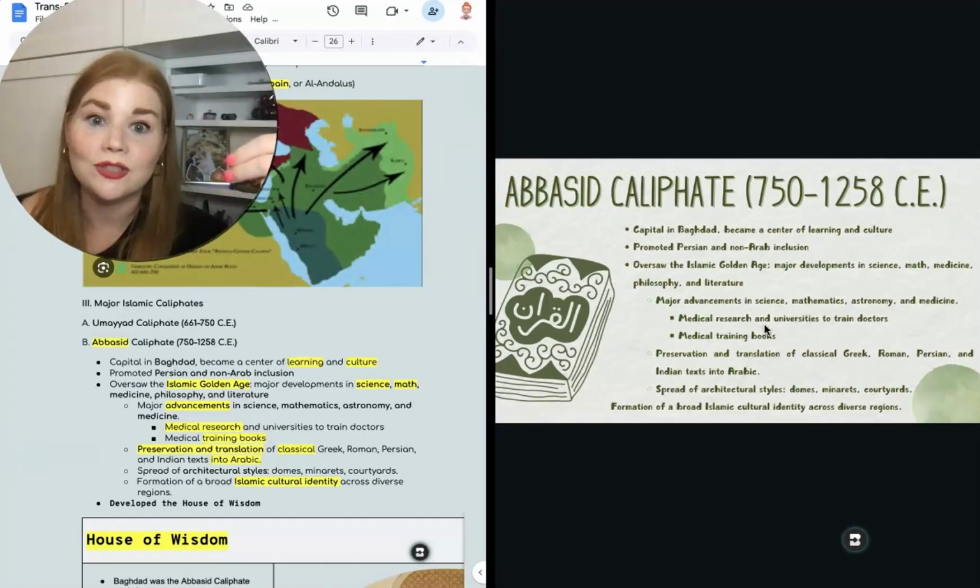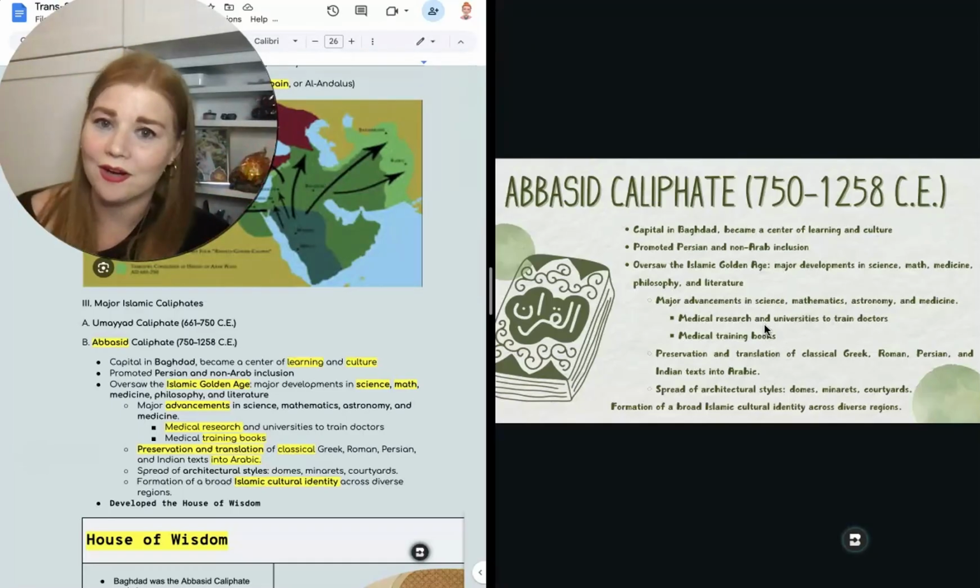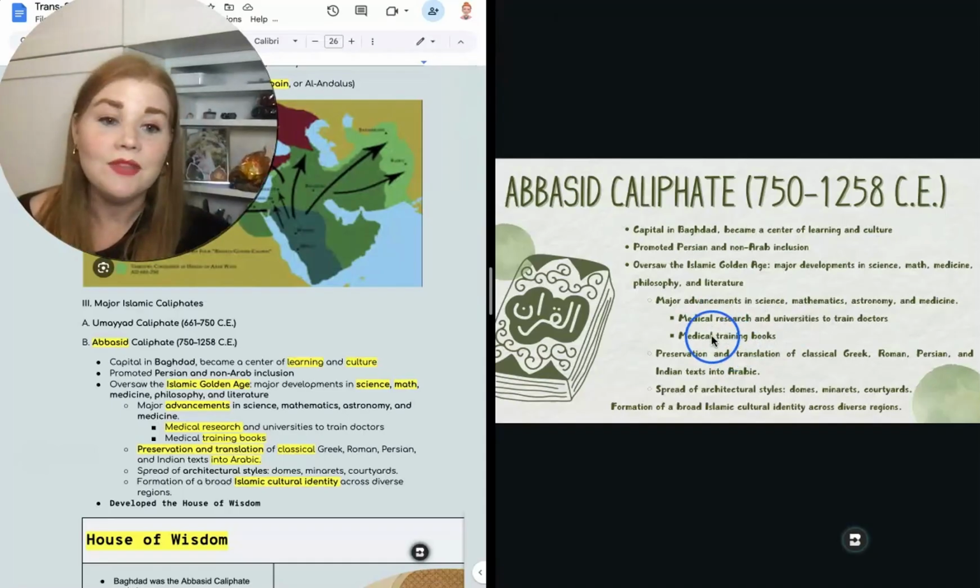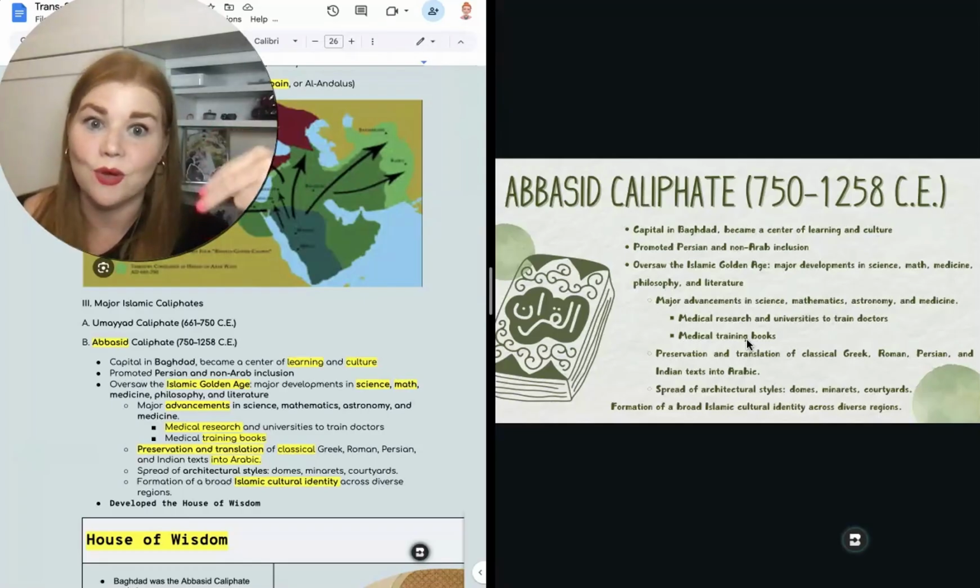They are doing research on how they can prevent disease and how they can treat patients, and they also have schools and tests that are required for you to be a doctor. Some of these training books that come out of Dar al Islam in this period in history are used for centuries to come because they are that accurate, and this is when the knowledge is being gained.